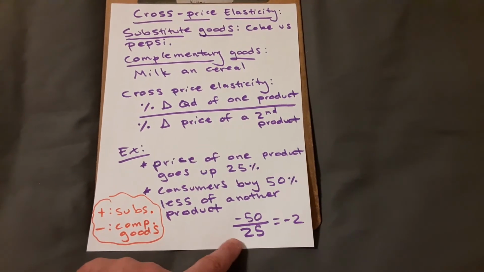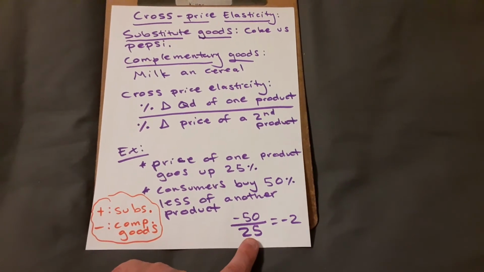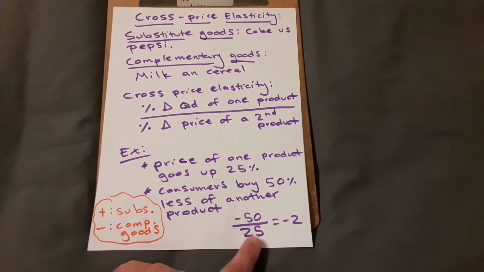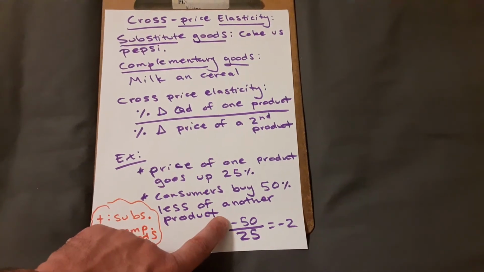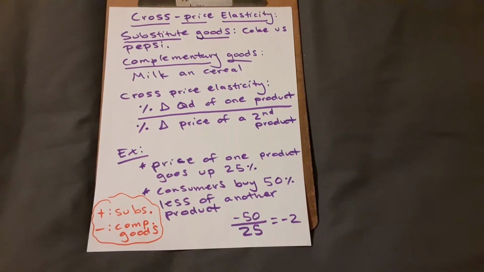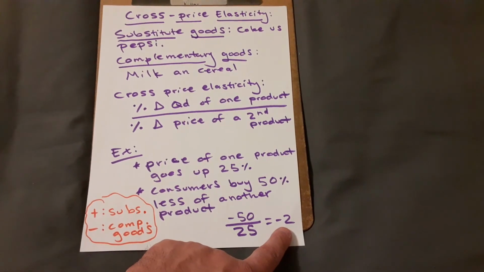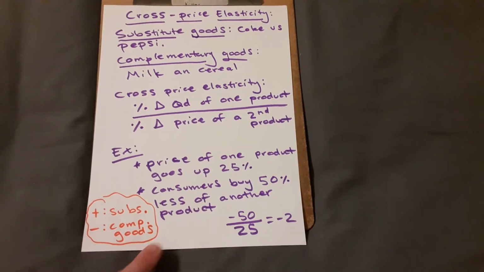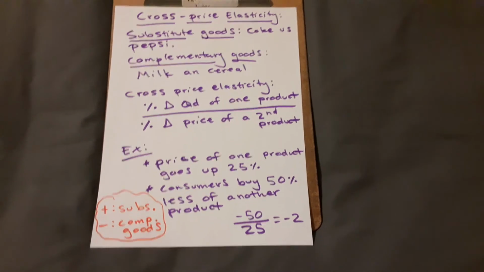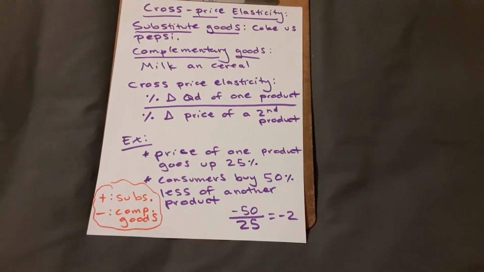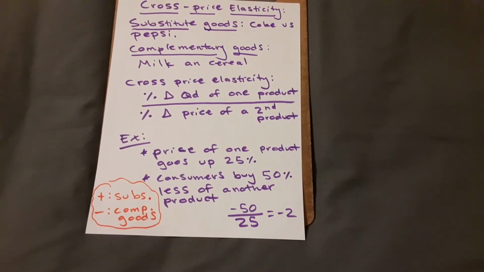So plugging it into our formula, the price went up by 25%, so that's our denominator. Consumers bought 50% less, so a negative 50. Make sure, again, you pay attention to the positives or negatives. Negative 50 over 25 is a negative 2. Here's your key in red: any negative number is complementary goods. Any positive number is substitute goods. This was negative, so we know that this was two complementary goods in my example.